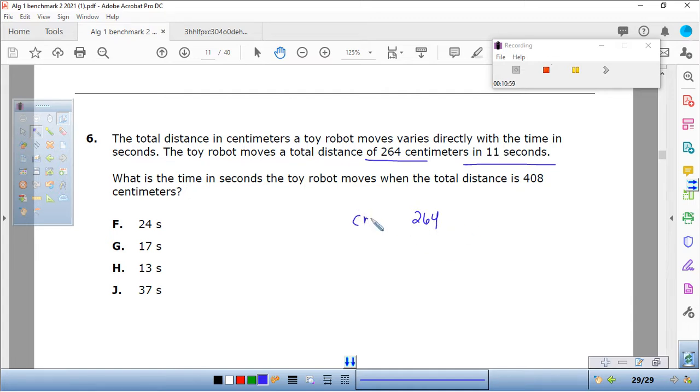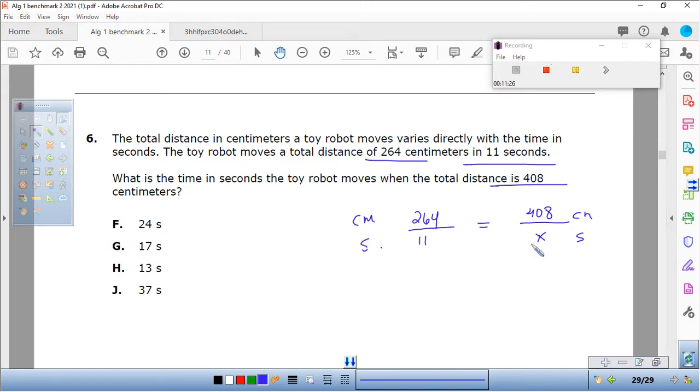And this one goes centimeters to 11 seconds. That's going to be equal to total distance of 408 centimeters over seconds over x here, or s. Cross multiply, divide, whatever you want to do. You can also nSolve it. Do you know how to nSolve this? I'll put x because I couldn't write my s nice, and just work on it there.